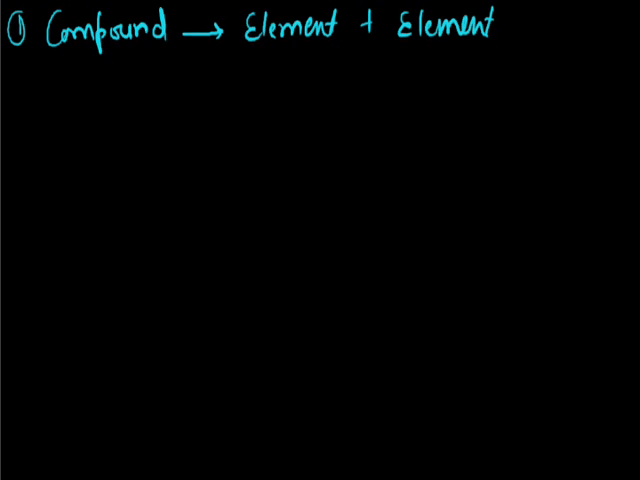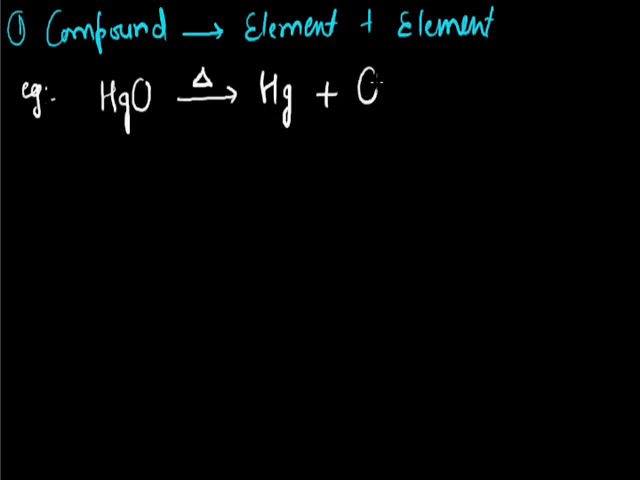First one is when a compound breaks into element plus element. Now we can take some examples. First one is HgO, that is mercuric oxide, which in presence of heat breaks into mercury plus oxygen. Now we can balance it. Here two oxygen atoms are present, so we write 2 in front of HgO, and 2 atoms of Hg are present here, so we write 2 in front of Hg.